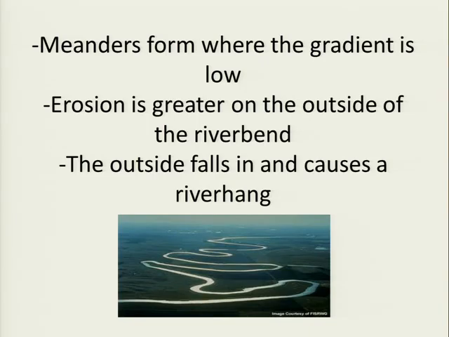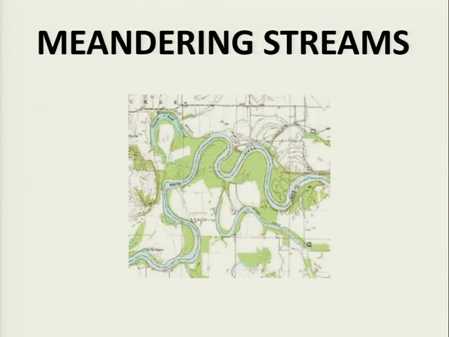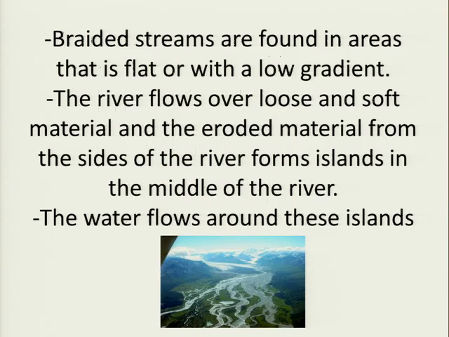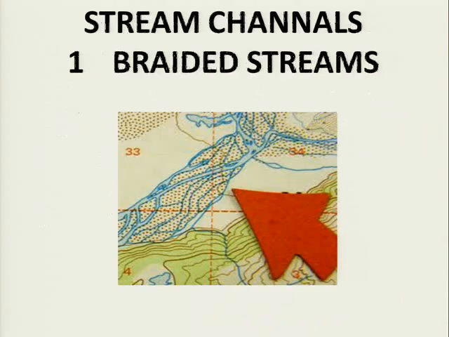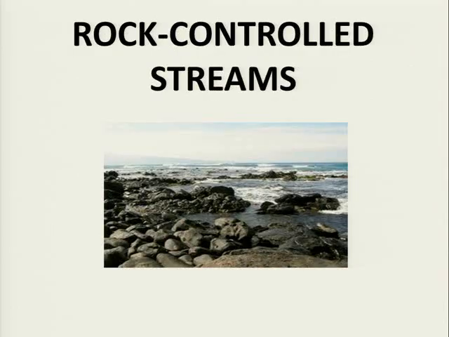But first I want you to be able to identify the meandering stream. There is a picture of it, so that one is in real life. The previous one is on the topographical map. When we go back to braided streams, that is how it looks in real life. And that picture is how it looks on the topographical map. So remember for the practical.